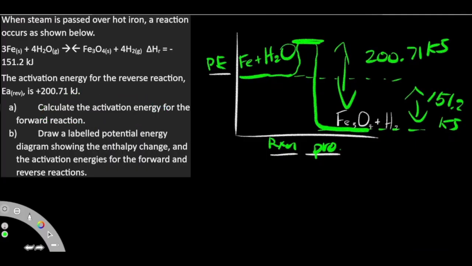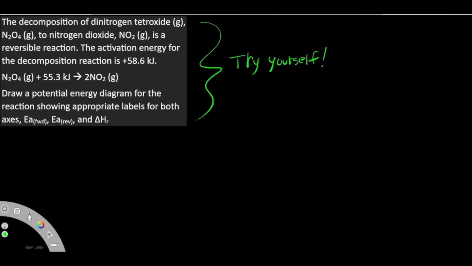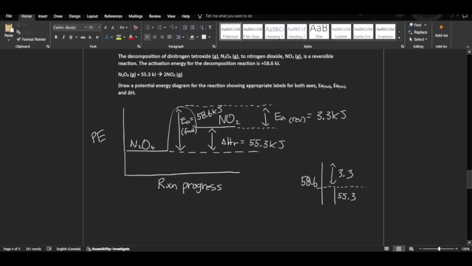Well, if this whole thing here is 200.71 and this area here is 151, if you find the difference between them, we obviously have this little area here, and this is actually our activation energy between our reactant and the activated complex. So you find the difference between those, you get 49.51 kilojoules. So that is your answer, and we've already drawn it out for B. Try this question on the bottom, and I'll give you the answers shortly. This is the answer.